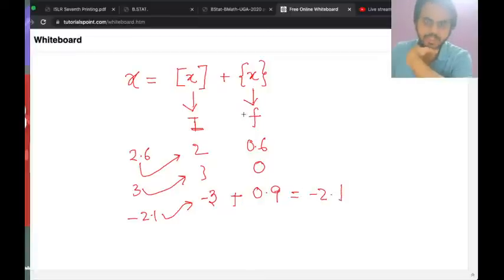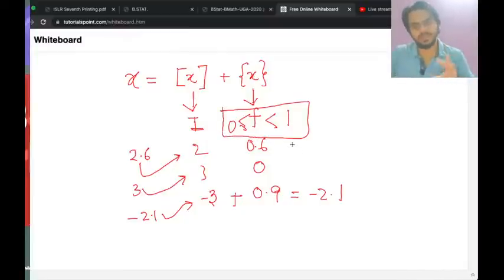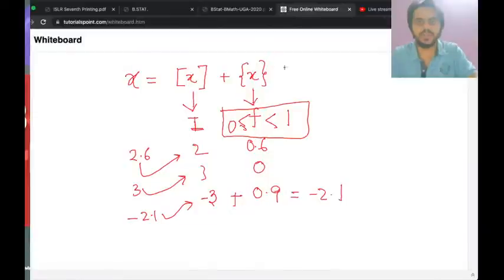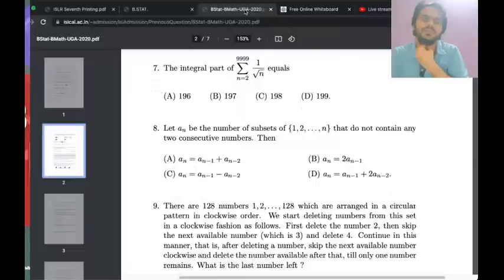So you see, the fractional part is always between 0, which is included, and 1. The fractional part can never be equal to 1, but it can be 0. It is always positive or 0. That is what you have to remember. So in this question, what they are saying is, what is the integral part of this? They have given you a sum, and you just have to do the sum and then tell them the integral part. So the integral part is essentially the greatest integer function. Obviously you'll have to do a bit of calculation, which I'm avoiding as of now.